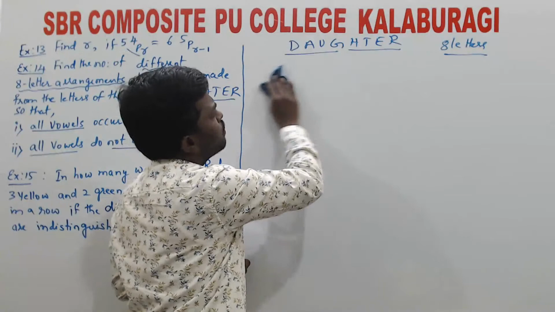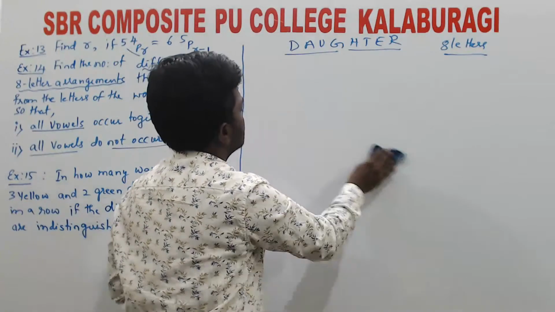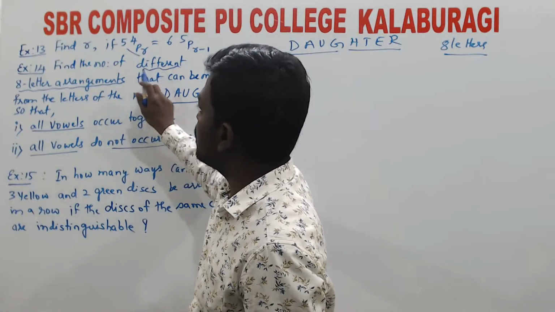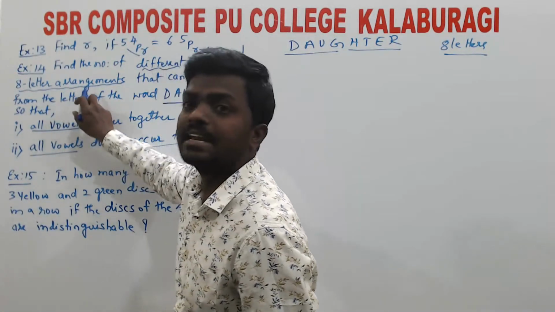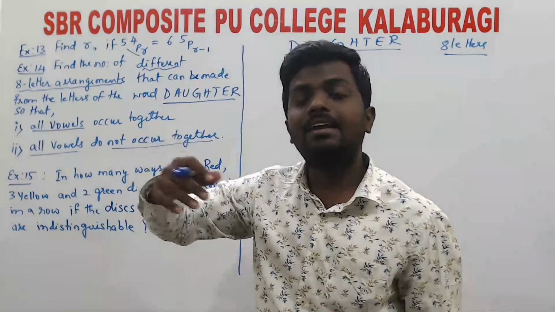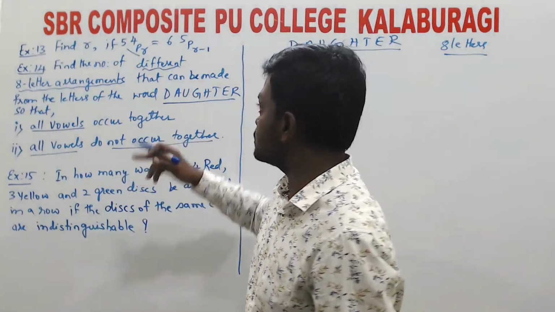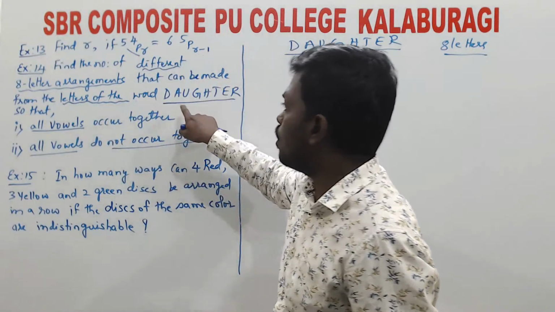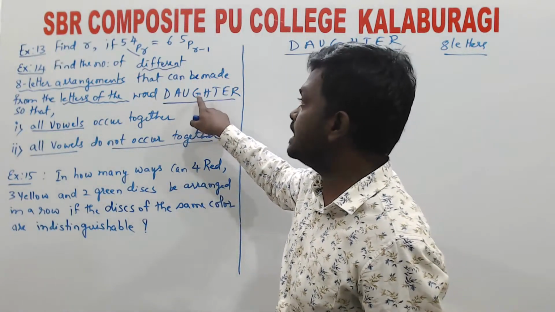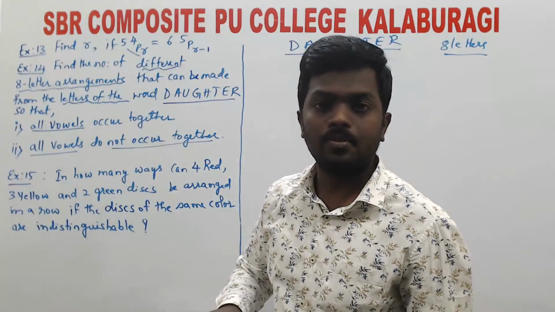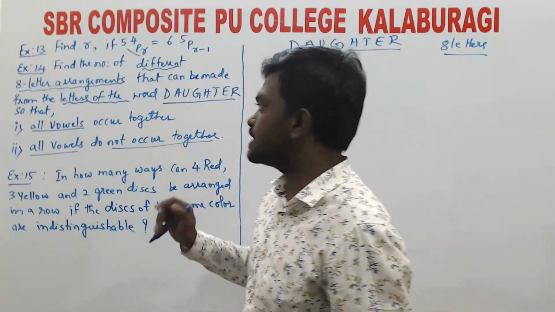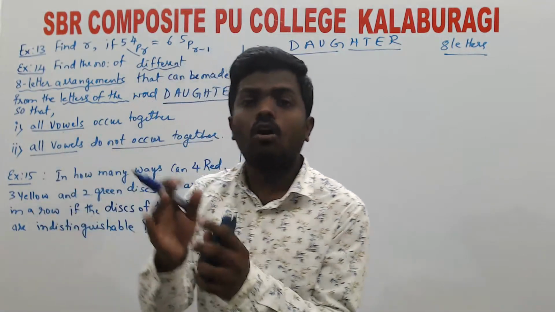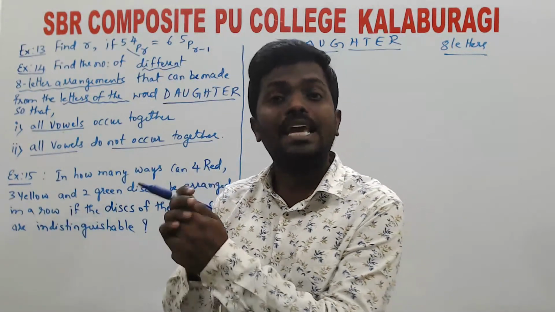But with some conditions. So what is the condition they have given? We shall see. So now what is the question? The question is find the number of different 8-letter arrangements. So how many different 8-letter arrangements can you make from the letters of the word daughter? So using these letters only you have to make. So what is the first condition? All vowels should occur together, means all the vowels should be together only.